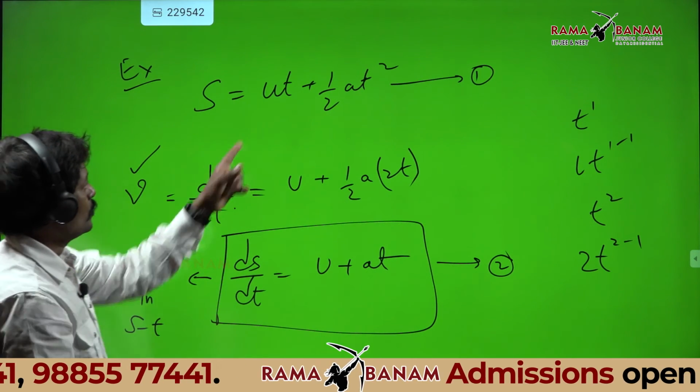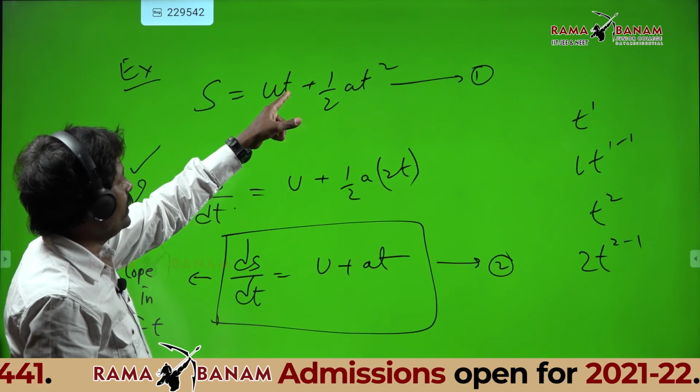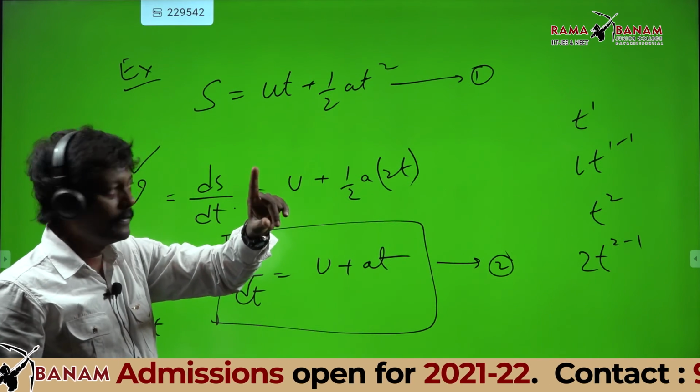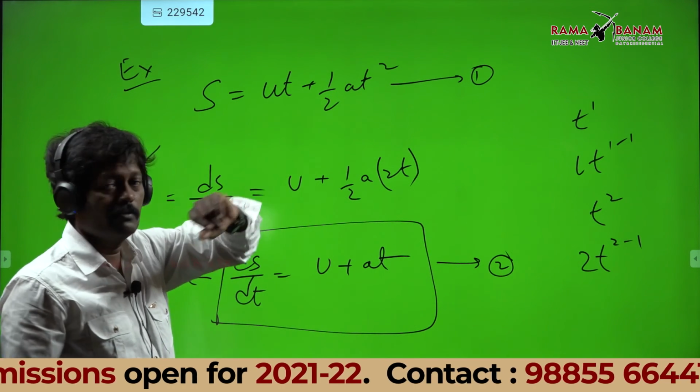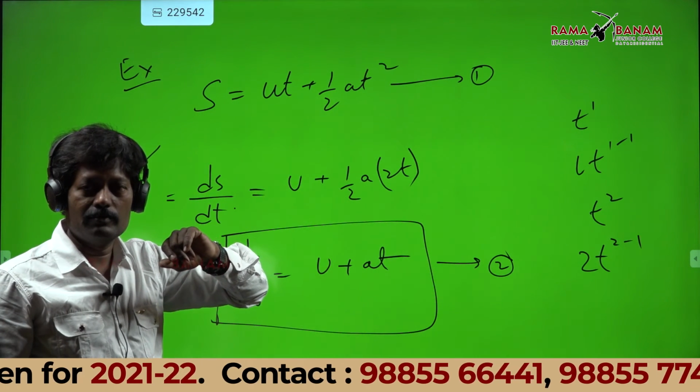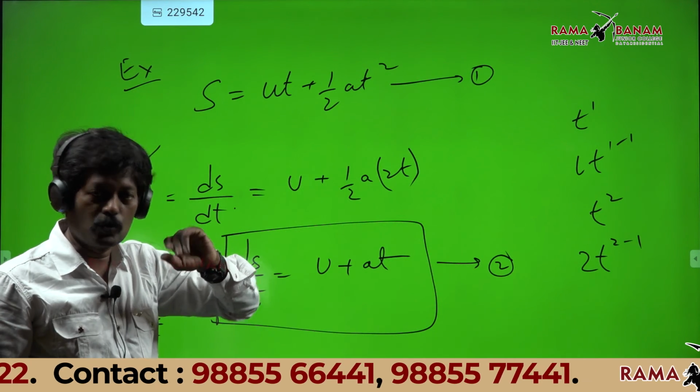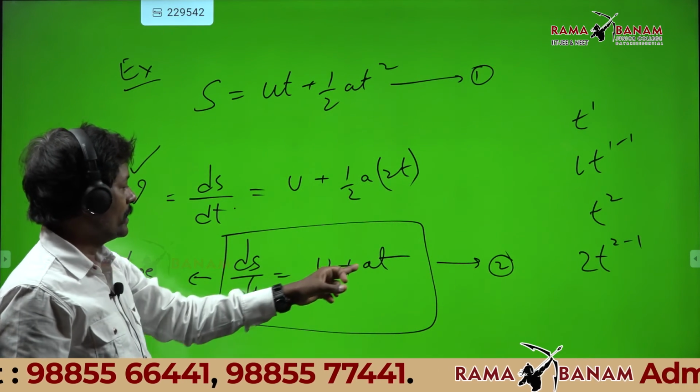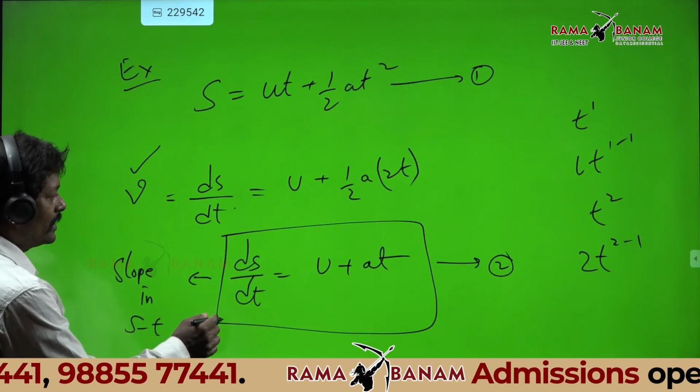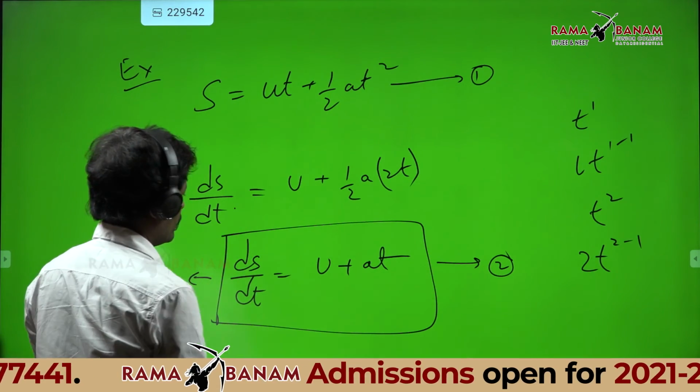Have you written? So for ut, the derivative of t is how much? 1. T square derivative? 2t. Substitute: u plus at. Now this is nothing but, have you written that?